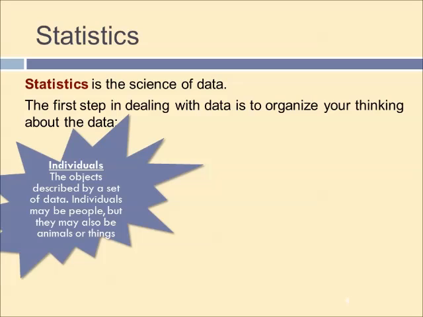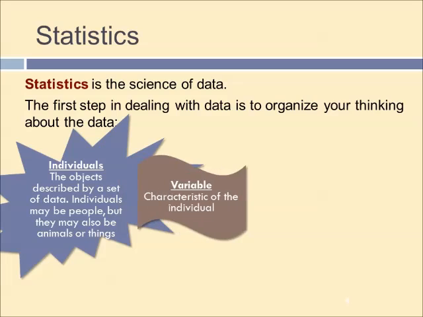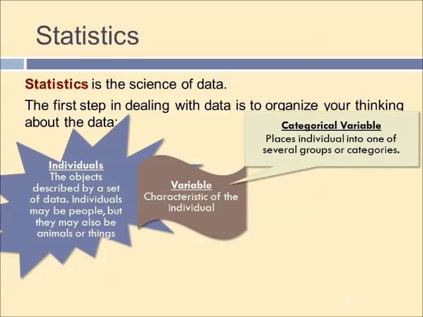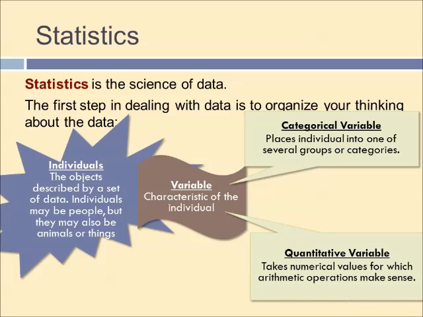So, an individual. These are the objects described by a set of data. Individuals may be people, but they may also be animals or things. A variable is a characteristic of an individual, and this is what we're trying to get information about. There are two types of variables we're going to consider. A categorical variable places individuals into one of several groups or categories. A quantitative variable takes numerical values for which arithmetic operations like averages make sense.